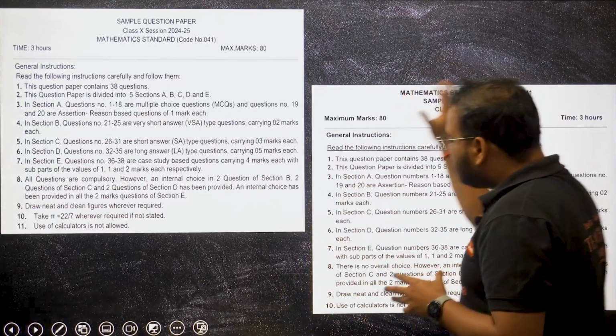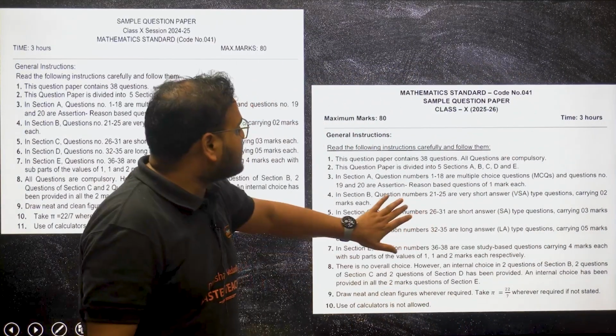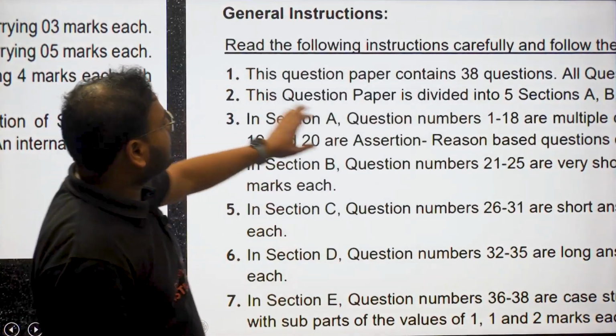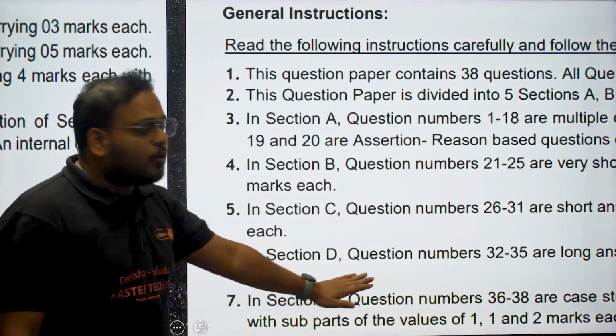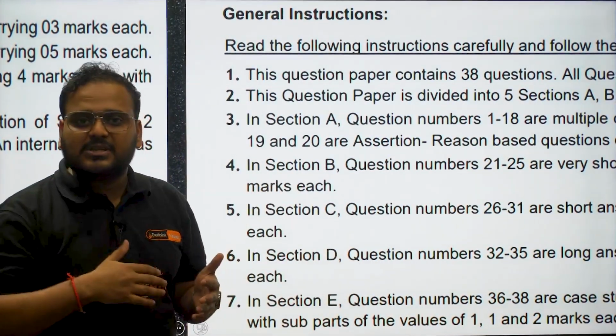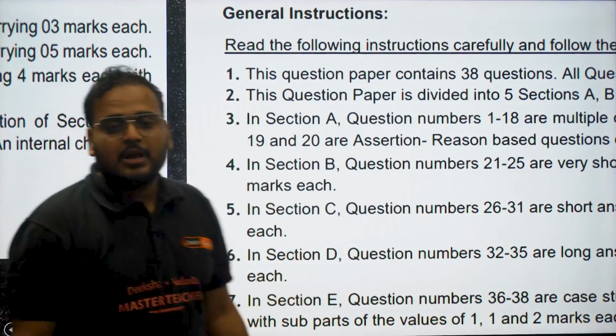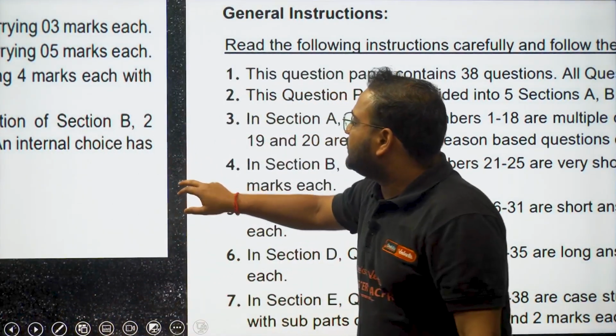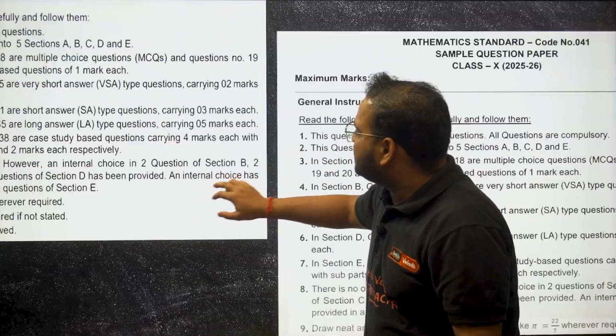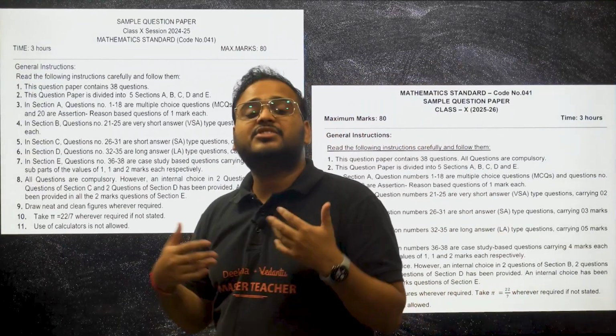If you check the sample paper of this year, it repeats the same thing, 38 questions. There are no optional questions. There are internal choices but no optional questions, and the sections remain the same, A, B, C, D, E. Now as a student, this creates confusion. What exactly is the change then?